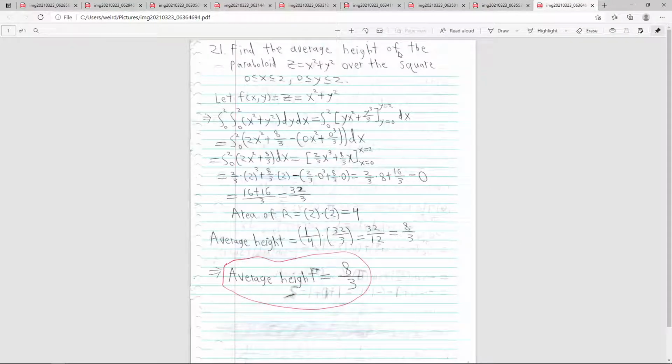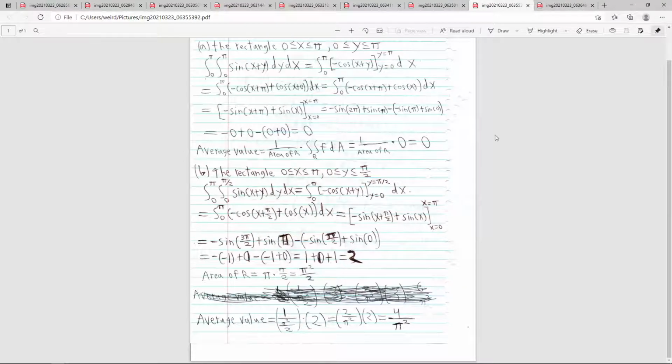Then the final one: find the average height of the paraboloid z equals x squared plus y squared over the square, 0 to 2, 0 to 2. We let the f(x, y) function be just z, x squared plus y squared, so we integrate that, dy dx, very similar to ones in the past with this type of setup. You do the double integral and you eventually get 32 thirds.